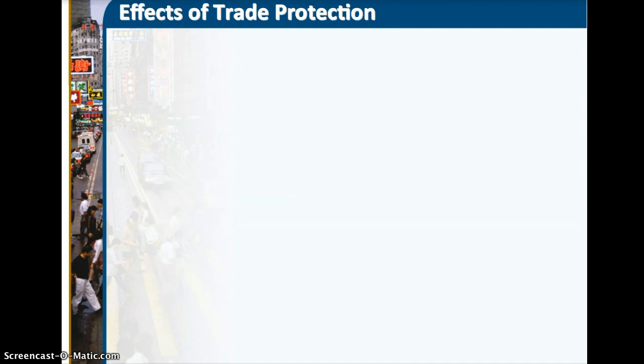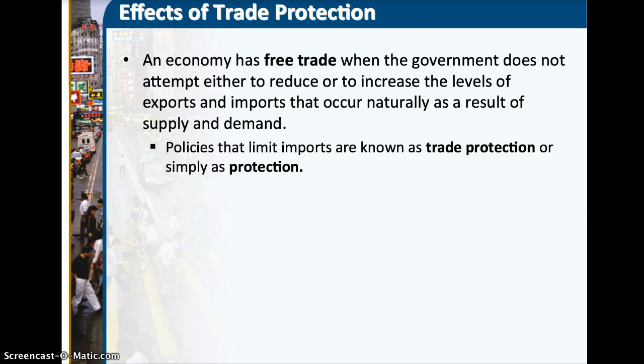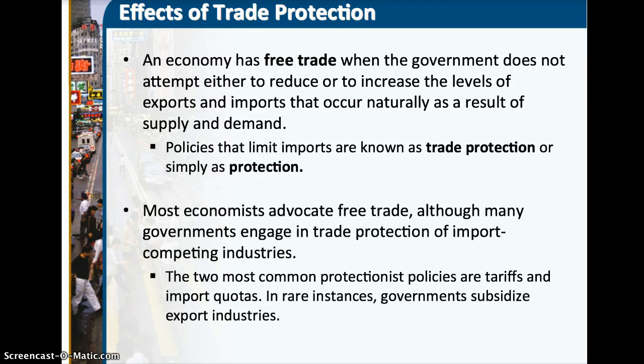Effects of trade protection. An economy is free to trade when the government does not attempt either to reduce or to increase the levels of exports and imports that occur naturally as a result of supply and demand. Policies that limit imports are known as trade protection or simply as protection. Most economists advocate free trade, although many governments engage in trade protection of import competing industries. The two most common protectionist policies are tariffs and import quotas. In rare instances, governments subsidize export industries.